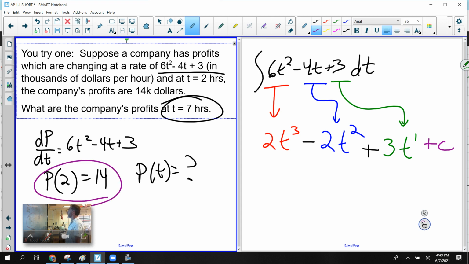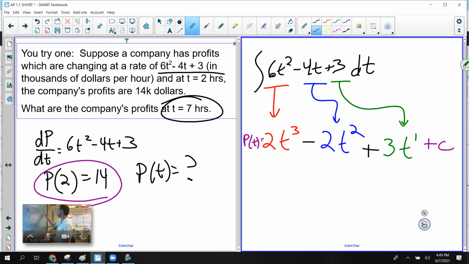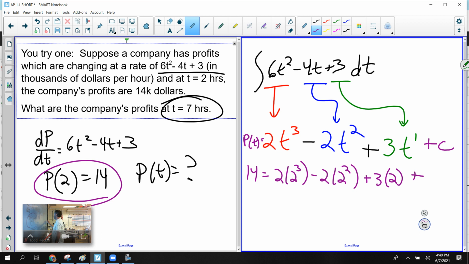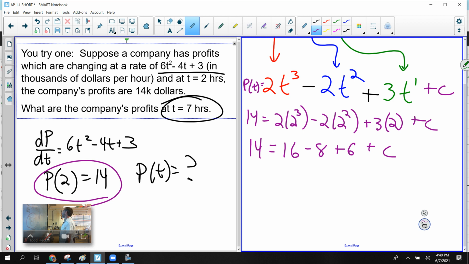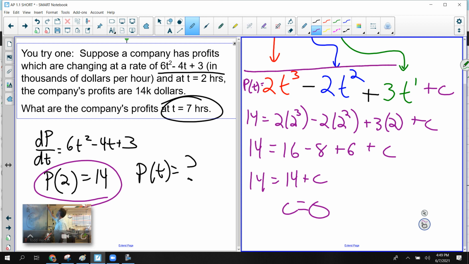Let's see. So this is p of t. So 14 equals 2 times 2 cubed minus 2 times 2 squared plus 3 times 2 plus c. 14 is 16 minus 8 plus 6 plus c. So what do we got? 22. Oh, well, that's funny. So we got 14 equals 14 plus c, so it turns out c is 0. So here's p of t.